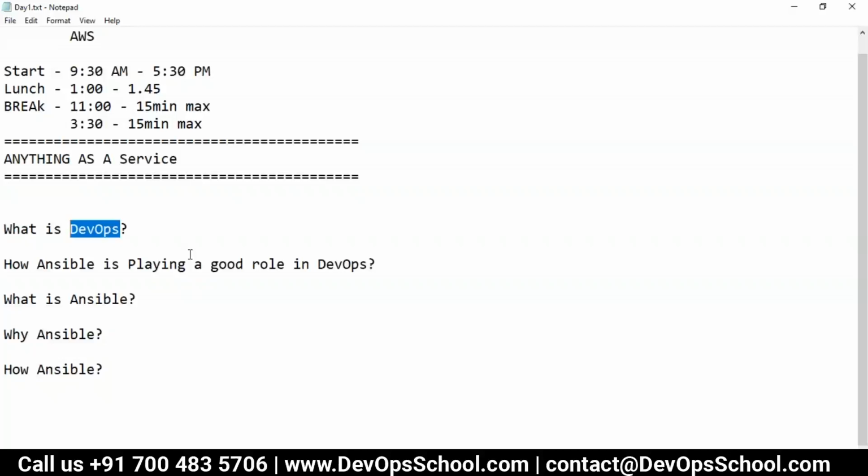DevOps is a culture. It has people, product, and process. Why are we using DevOps? To reduce the delivery time. Very good, that is one of the objectives. What else?